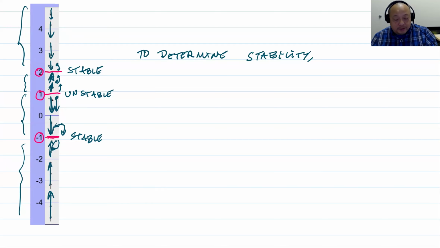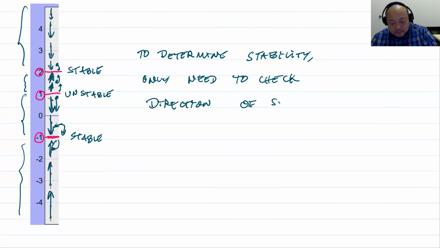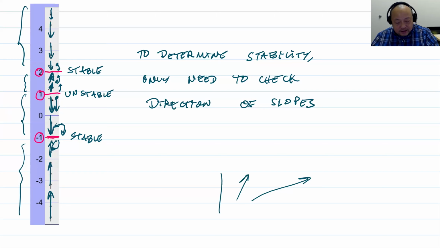To determine stability, we only need to check the direction of the slopes. We don't need to check whether it is exactly slanted this way or slanted this way. All we need to know is that it is going up.